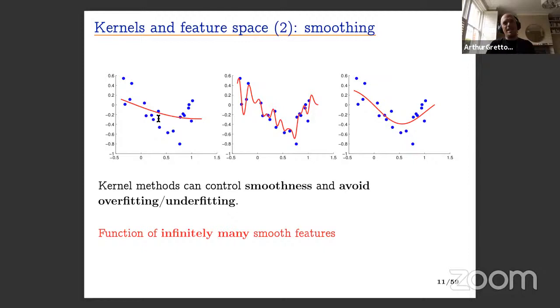Now, each of these lines are basically functions in a space of infinitely many features where I've prioritized smooth features and I've penalized rough features. And this is another way in which kernel methods can be understood. And I think, for the purposes of the rest of this talk, this second way is actually in many ways the most informative one. And so I'm really going to emphasize this in the theory section so that we can use this intuition later on as we get to some examples.